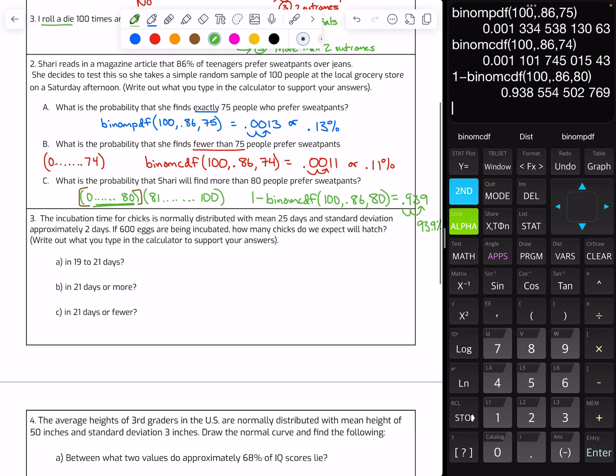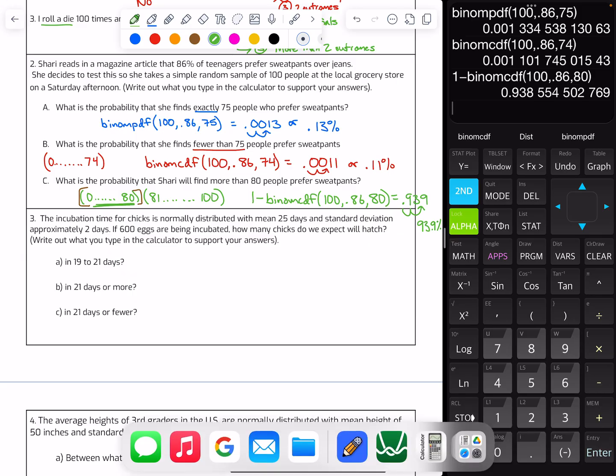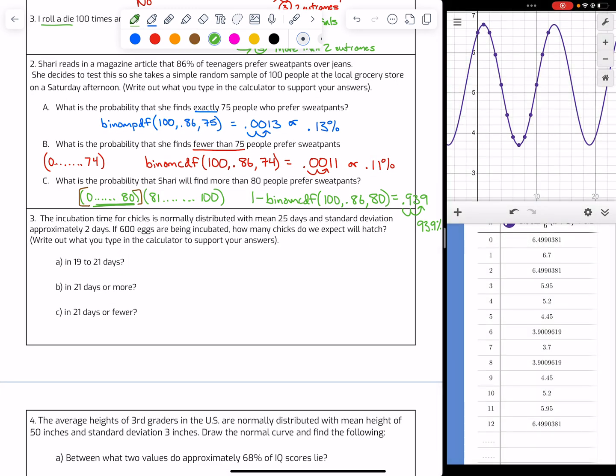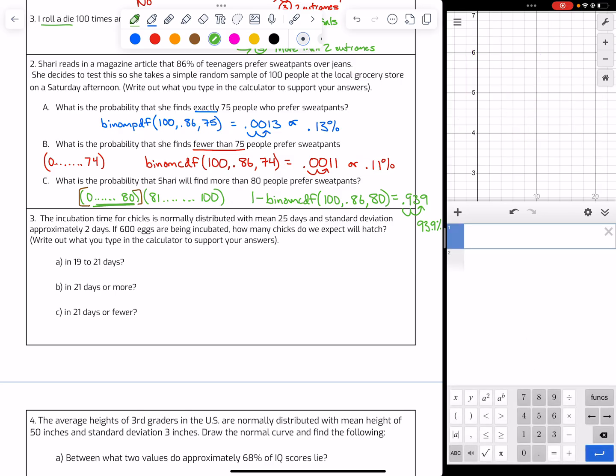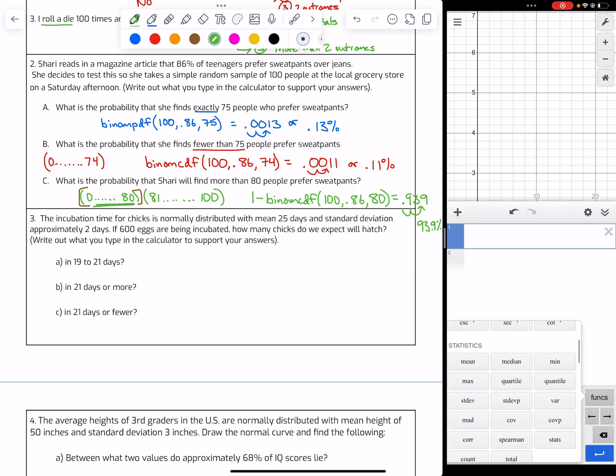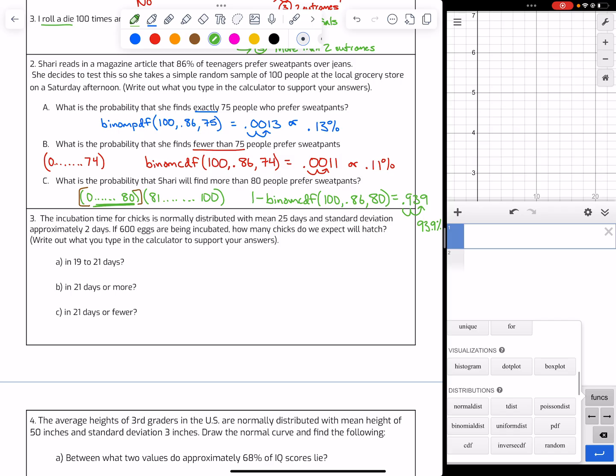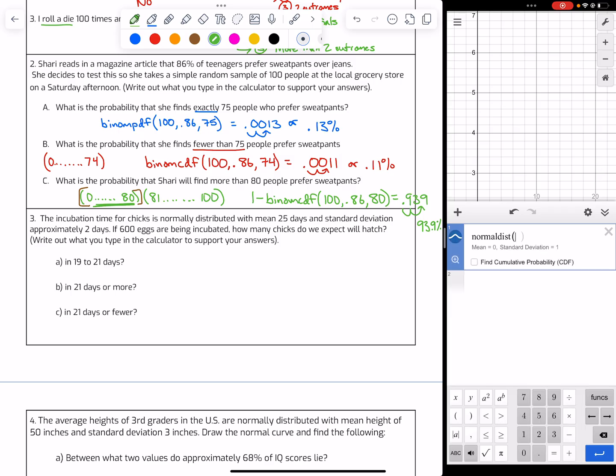All right, on to number 3. The incubation time for chicks is normally distributed with a mean of 25 days and a standard deviation of approximately 2 days. If 600 eggs are being incubated, how many chicks do we expect will hatch in 19 to 21 days? So what I'm going to do is go to Desmos, because normal distribution, we need Desmos. And I'm going to go to functions, and I'm going to scroll down to distributions and pick normal distribution.